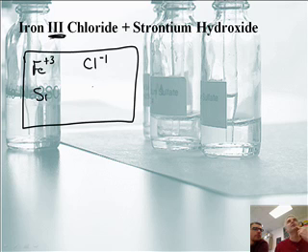Now, look in the periodic table. You'll discover strontium, element number 38, is in column number 2 of the periodic table. So its charge is +2. There you go. And hydroxide is H? No. What is it?